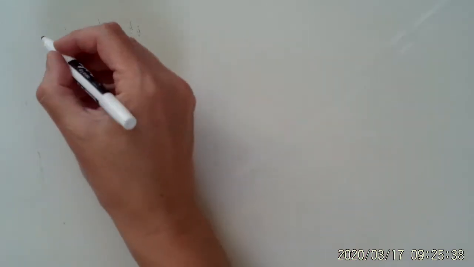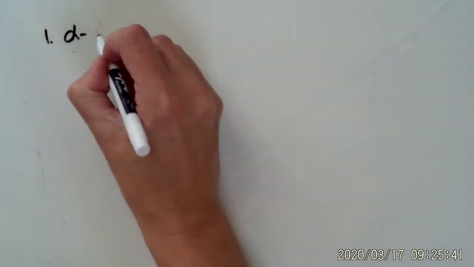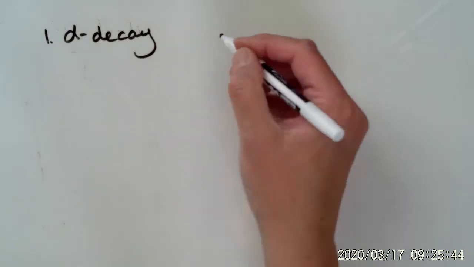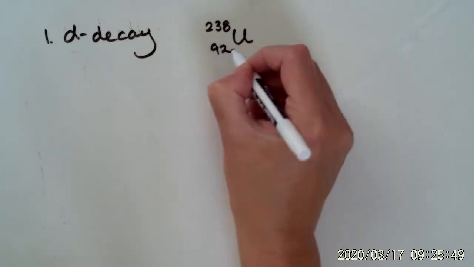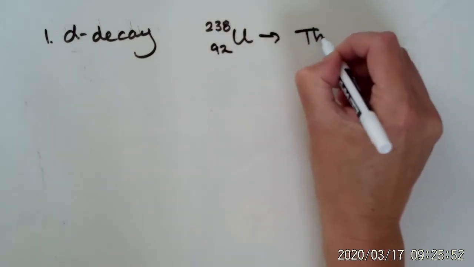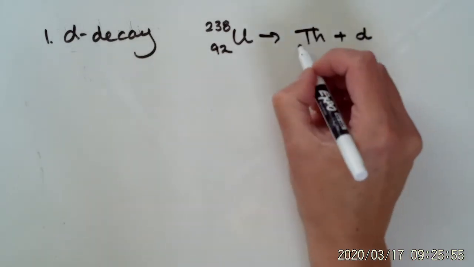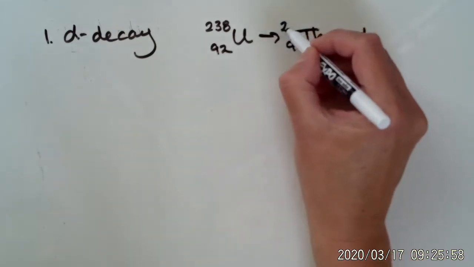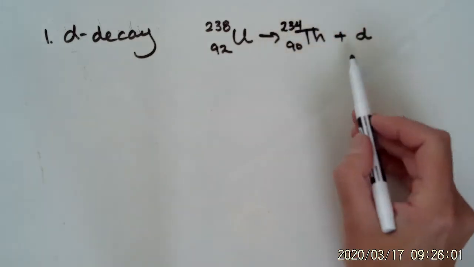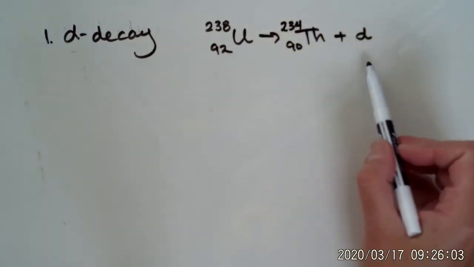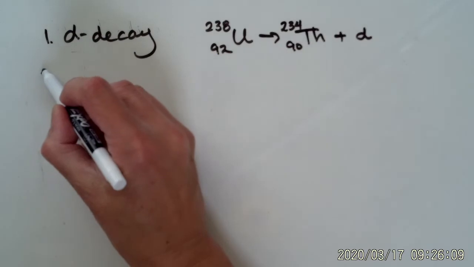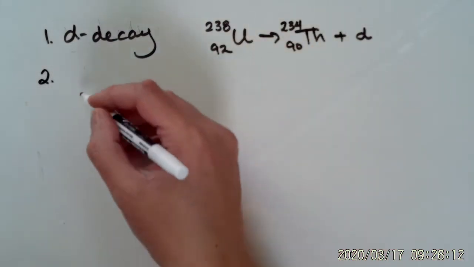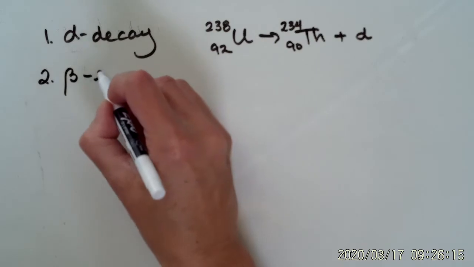The first you already encountered. One is alpha decay. So I'll just rewrite the example that we used earlier. This is also another way you can write your reaction by saying, instead of writing the helium nuclide, you can just say alpha. The second one is called beta emission or a beta decay.